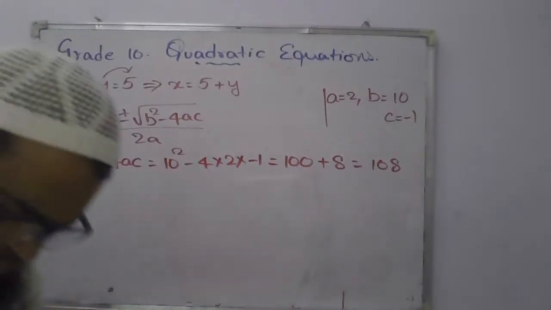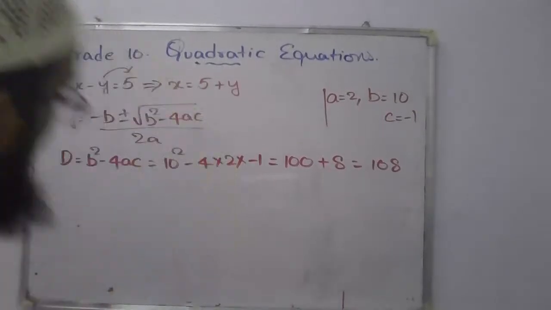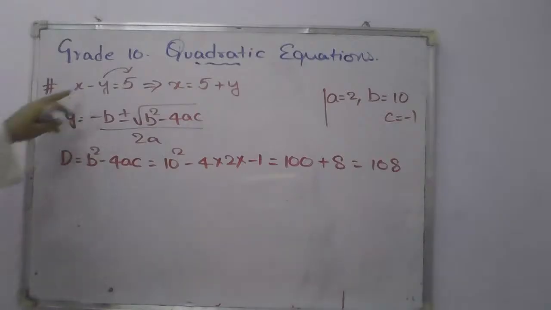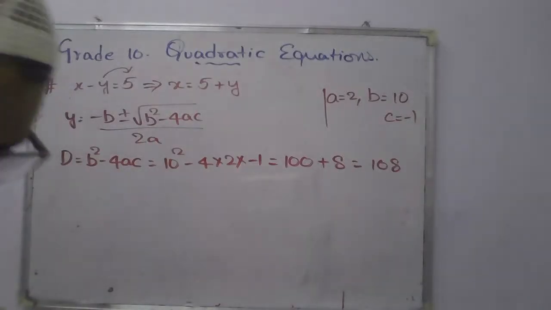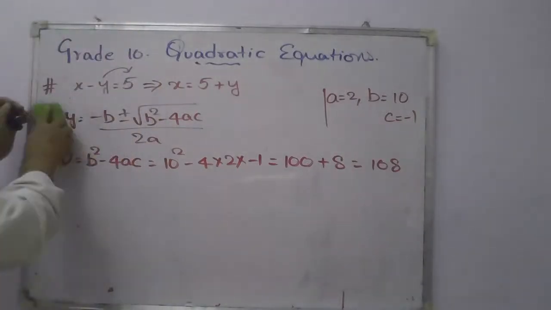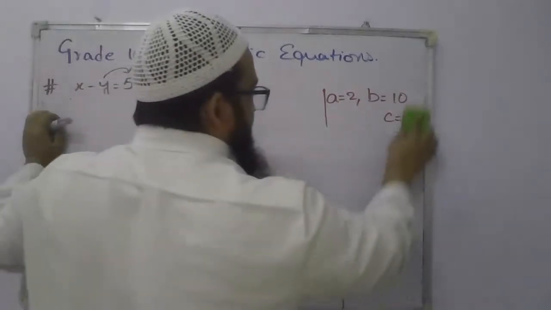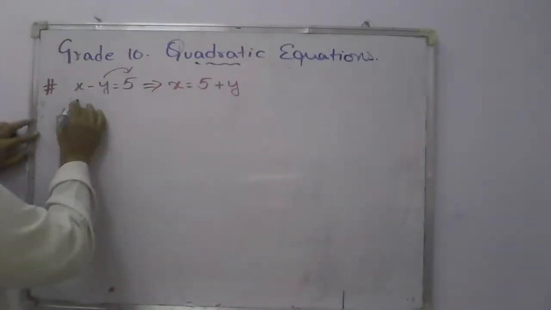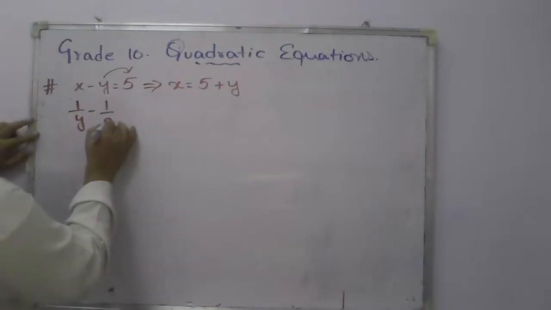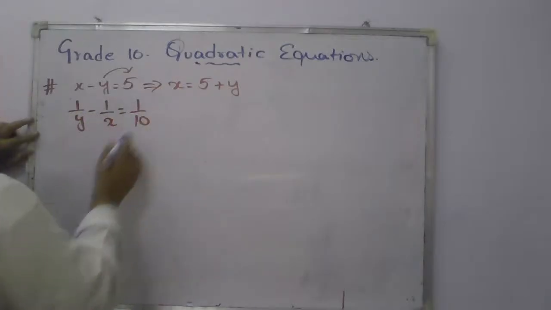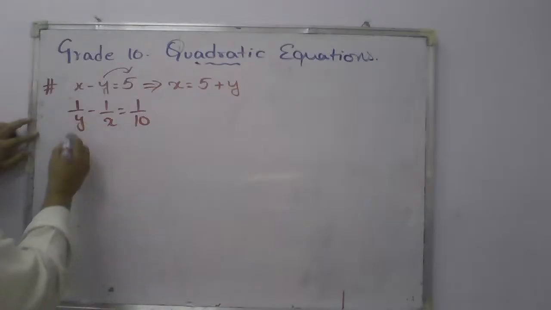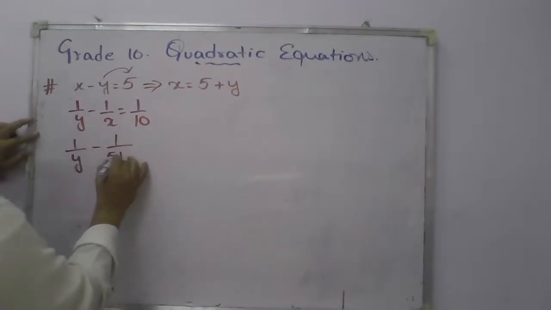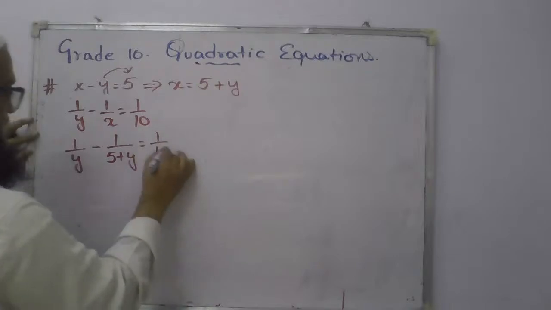Because what you have taken, the difference of two numbers is 5, okay, and the difference of their reciprocals, so 1 by y minus 1 by x is equal to 1 by 10. Let me do it one more time. I think it should not come like this. Did I do any mistake? So 1 by y minus 1 by x is equal to 1 by 10, and x is equal to y plus 5. So 1 by y minus 1 by 5 plus y is equal to 1 by 10.